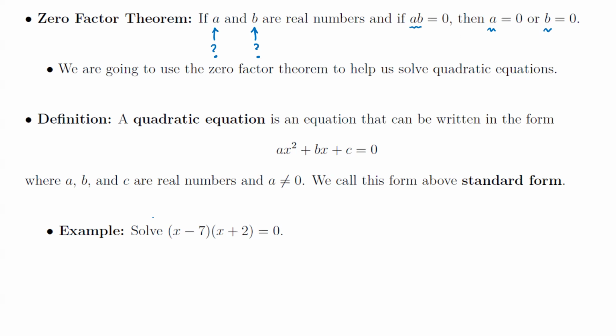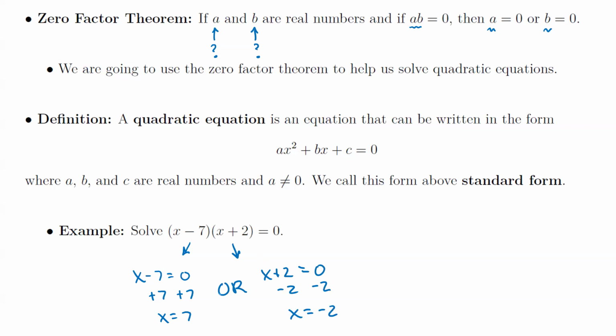So the way we can apply it to something like the example below is if I have x minus 7 times x plus 2 equals 0, then it must be true that either x is equal to 7 or x is equal to negative 2. One of those two numbers would have to get plugged in for x in order to make the left side equal 0.